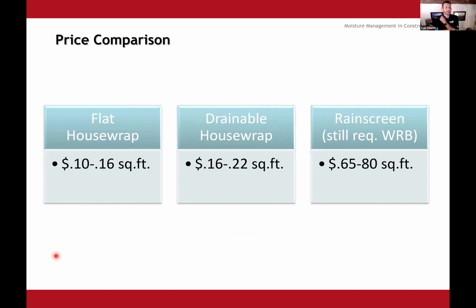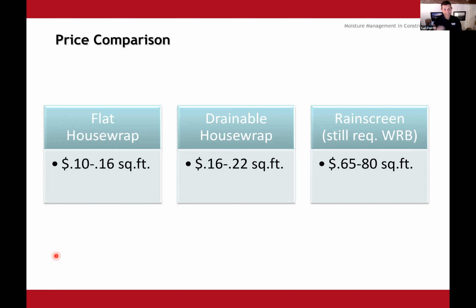So this is a powerful slide. I like this one because price is a factor, right? For most projects, there's some consciousness of the overall project cost. So flat house wraps and drainable house wraps. The important thing I want to point out here is when we're talking about a large renovation or addition or a new home build, the cost difference to go from a flat house wrap to a drainable house wrap is negligible. I mean, we might be talking a couple of hundred dollars for the whole project.